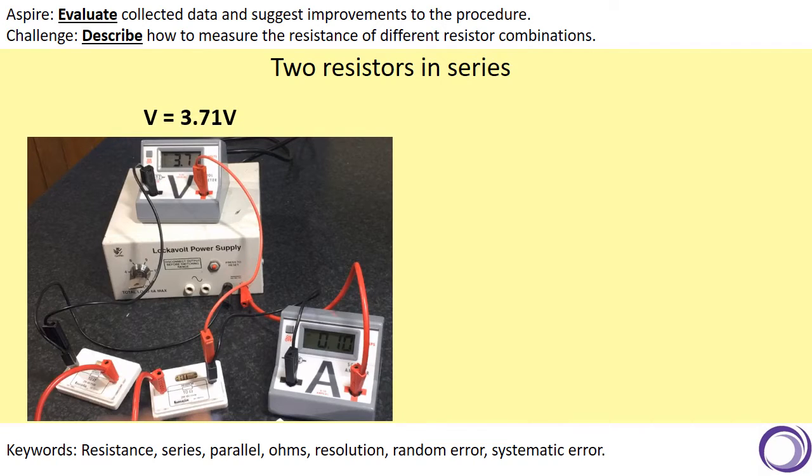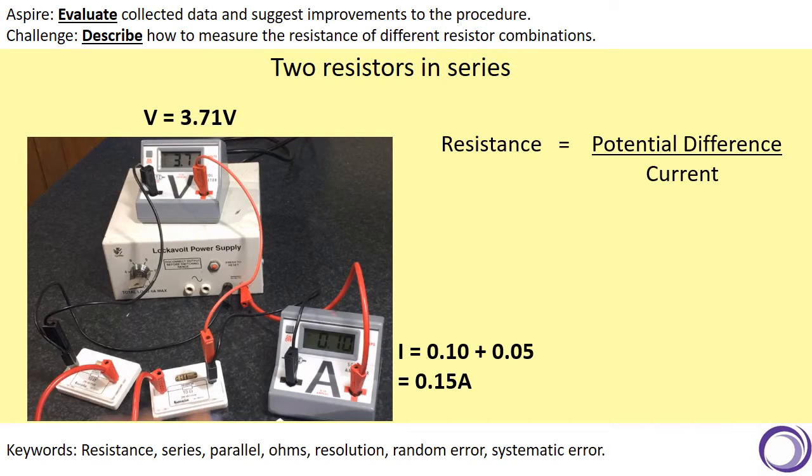Let's get some values off here. So the voltmeter was giving us a potential difference of 3.71 volts. This is across the two resistors in series. The current, well, the ammeter gave us a reading of 0.10, but we had to add on 0.05 because of the zero error. So we had a current flowing through our two resistors of 0.15 amps.